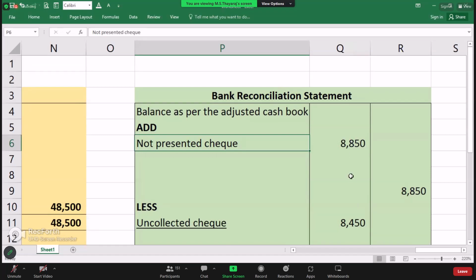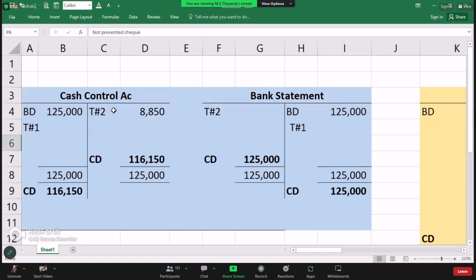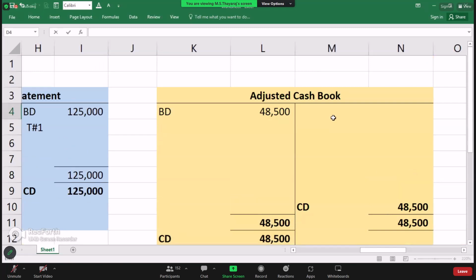The bank charges. What will happen? Bank charges 1,000. It is not included in the cash book, so we have to make the adjustment in the cash book. What do you mean by bank charges? Bank charges are an expense, so we have to credit this amount. Bank charges, 1,000 in the cash book.